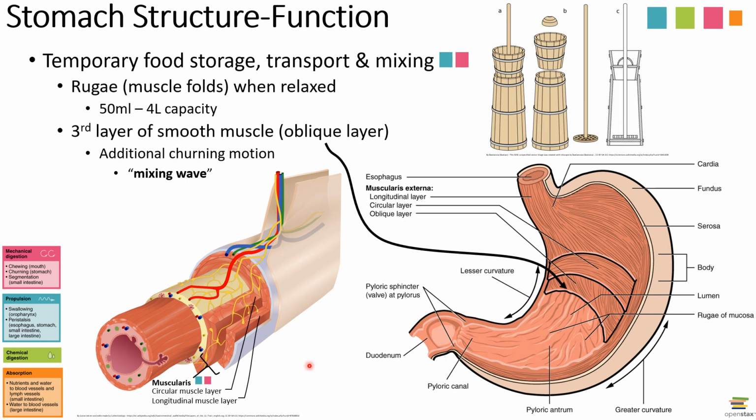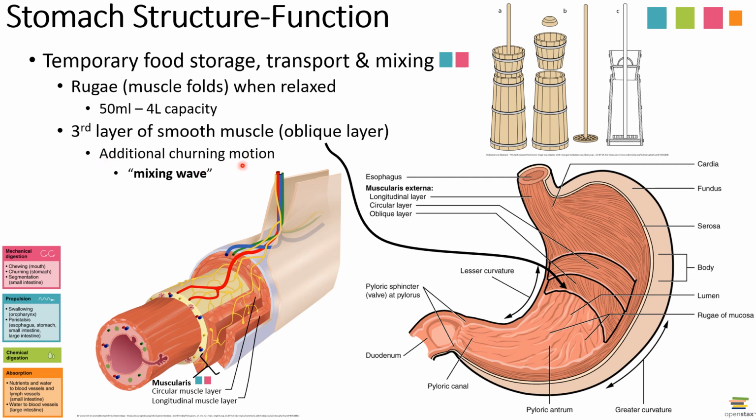In addition, the muscle has another specialization at the gross anatomical level, which is that it has a third muscular layer. So remember, all of the parts of the alimentary canal have these two layers, the circular muscular layer and the longitudinal muscle layer. The stomach has this additional oblique muscle layer. You can see the orientation of the fibers is kind of diagonal. And that oblique layer gives the stomach an extra range of motion.